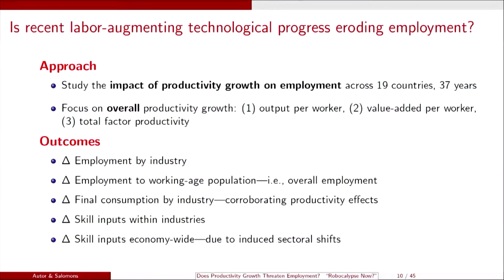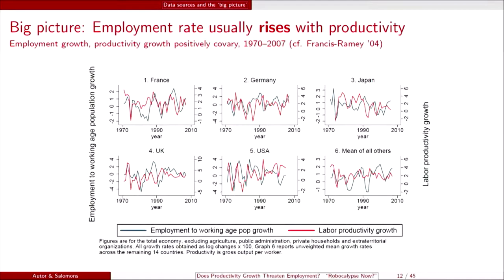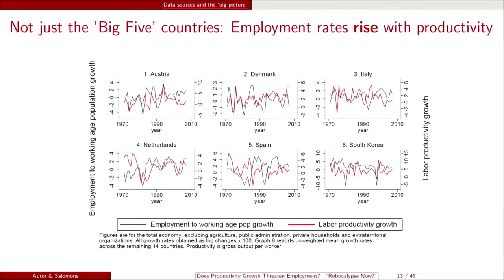So let me start with the big picture. At the aggregate level, many people will know this, but Francis and Ramey is one, it appears that productivity growth is employment augmenting. In countries where we see rising labor productivity or rising total factor productivity, we see employment to population rates rise. We see that in the big five European countries, in the US, across continental Europe, and in Asia. So historically, this time series evidence says, well, look, we ought to be welcoming productivity growth.